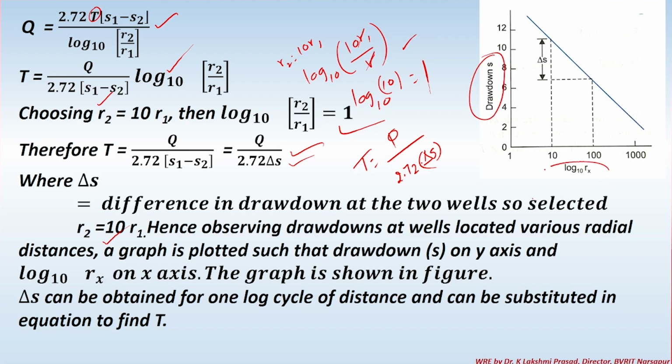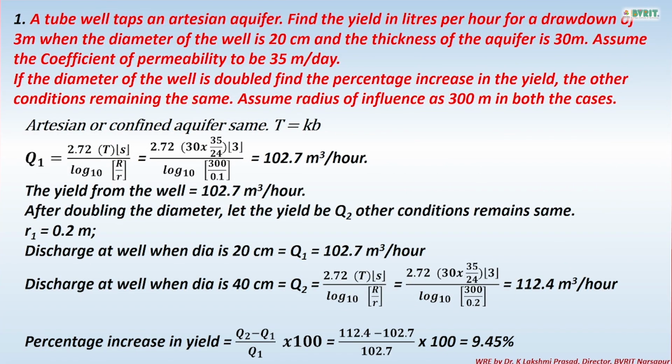Hence, by observing drawdowns at wells located at various radial distances, a graph is plotted such that drawdown is on the y-axis and the log of the radial distance is on the x-axis, because it's a semi-log graph. If you plot this, the graph looks like this, and then delta S can be obtained for one log cycle. Once delta S is known, you can find out T. This is only for the confined aquifer I have shown. That completes the derivation part.